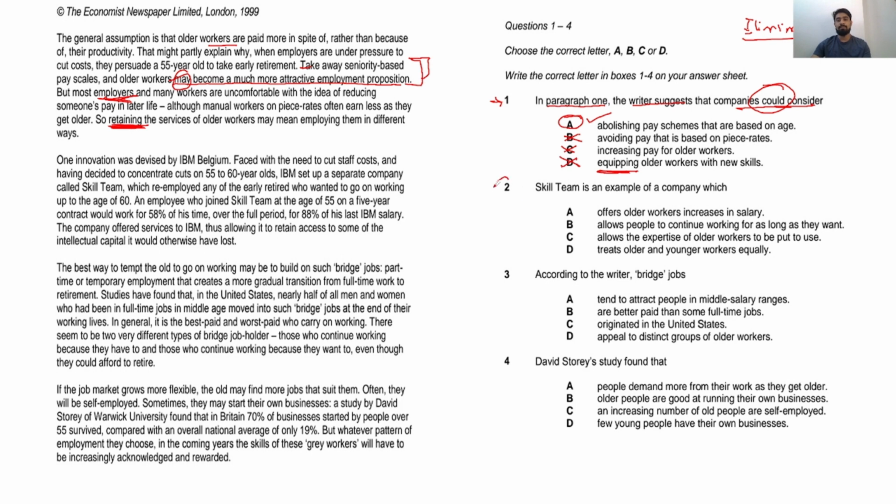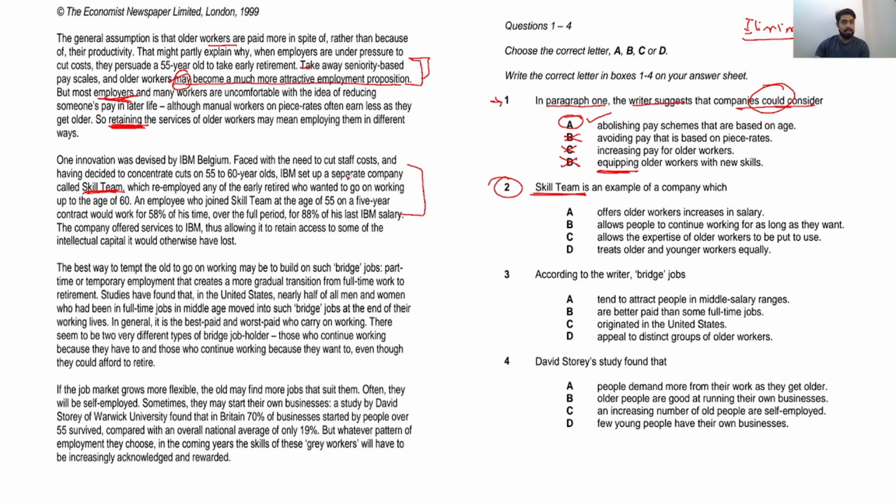So this is how. So we'll see the second one. Skill team is an example of a company which, so this is a specific term. So we'll find out where skill team is. Where is it? So it's there in the second paragraph, skill team. So what we will do, we have scanned for the information, we found it is in the second para. So we'll read this portion in detail. Okay, skill team is an example of a company which, so something. So we'll read everything in detail.